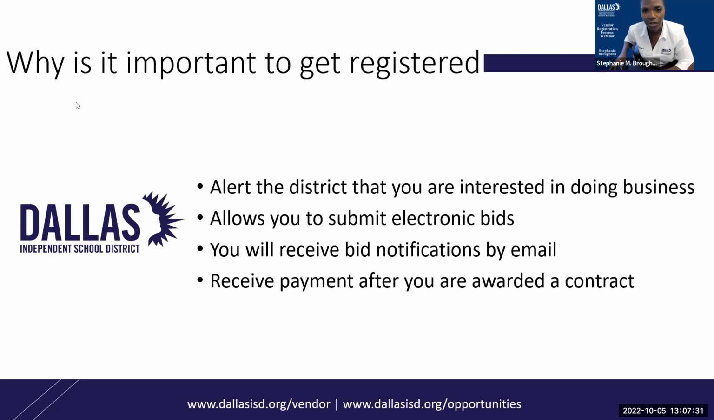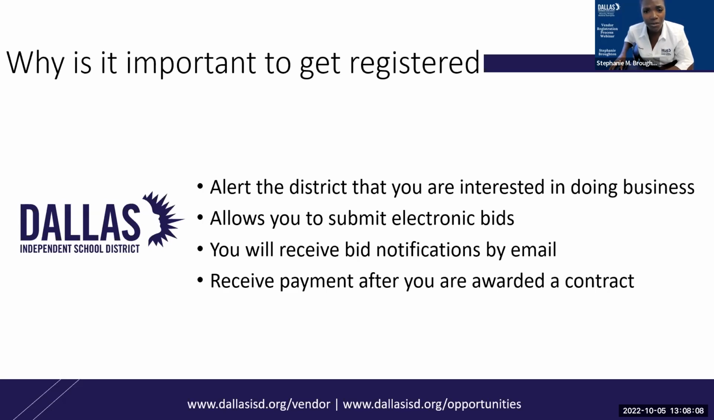You will receive alerts from the district based on the category codes that you select when you register, on opportunities that are available in your area of expertise. So you definitely want to make sure that you get your registration in, get the correct category codes in, so that you can receive those bid notifications. And it also alerts the district that you're interested in doing business. We want to know about your company. We want to know that you're interested in doing business with the district.